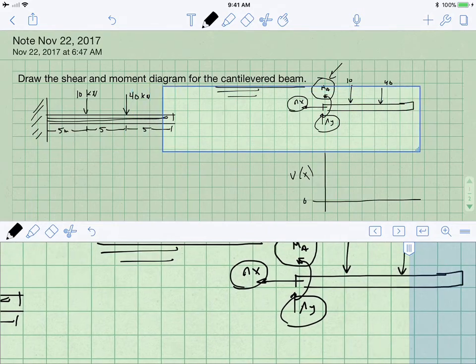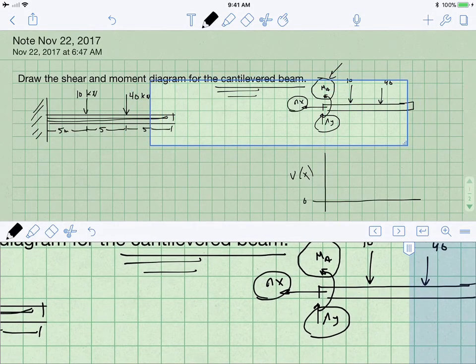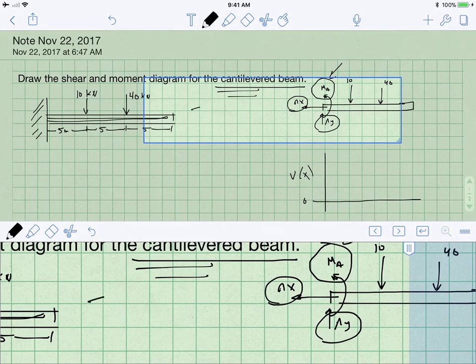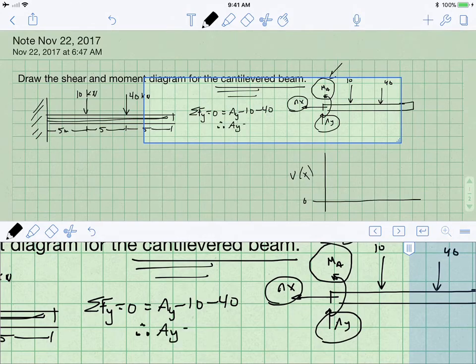So I'm working on this diagram over here, so let's begin by summing the forces in the y direction and setting them equal to 0. And we see that AY minus 10 minus 40 is 0 because the beam is in equilibrium, and therefore AY is equal to 50 kilonewtons.